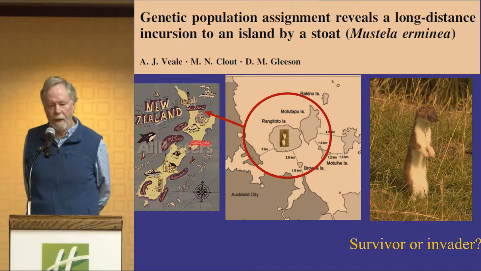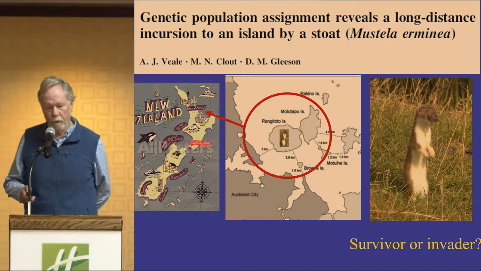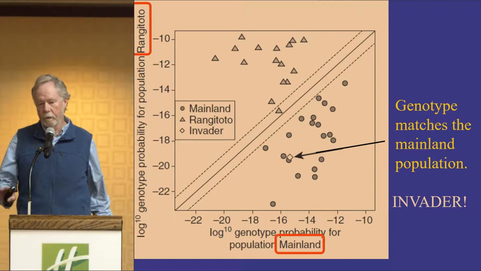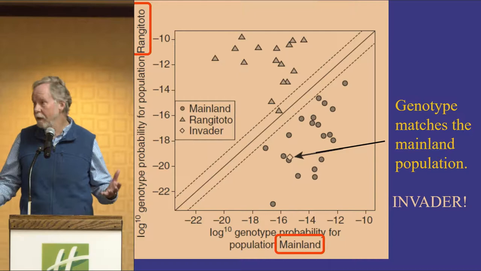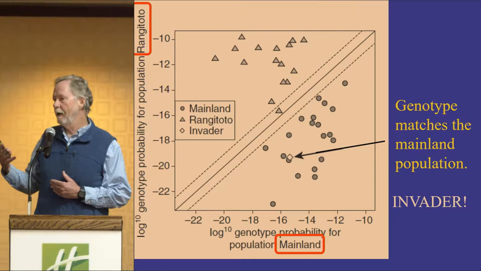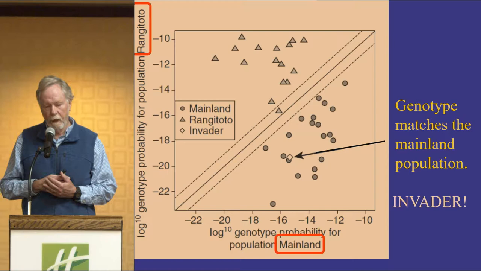And so what they did was they looked at a bunch of the genotypes of the individuals who had been on the island before the eradication. They looked at the mainland, and they looked at the invader. And this is just a plot. The triangles are the genotypes on this multidimensional plot of the individuals that were on the island before eradication. The circles are the genotypes of the individuals from the mainland, and then the unknown is the open diamond down there in the middle.